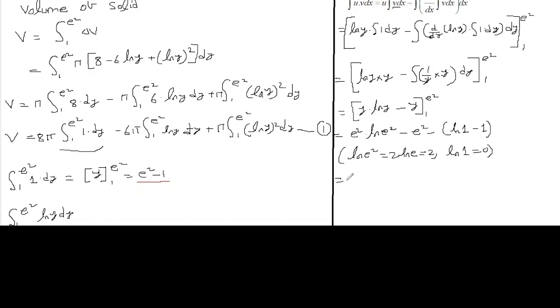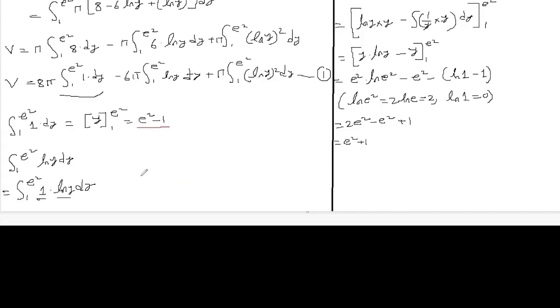So finally we will get this is equal to 2 e square minus e square plus 1, and the conclusion comes as e square plus 1, and this is the value of this integral, 1 to e square ln y. Fine.